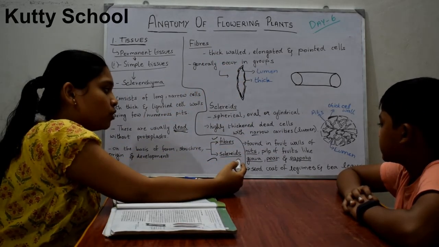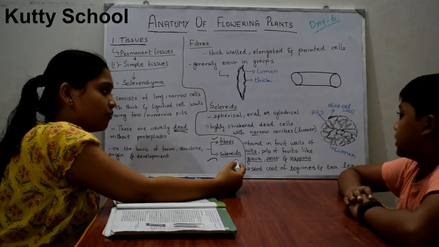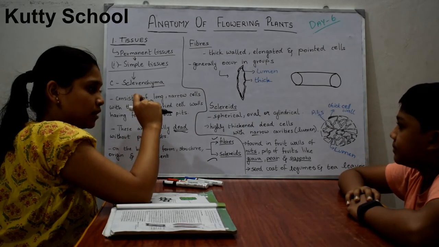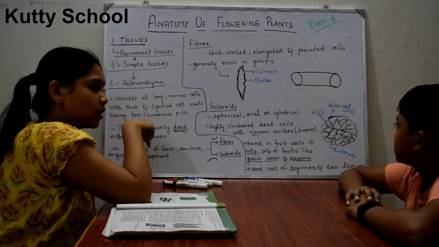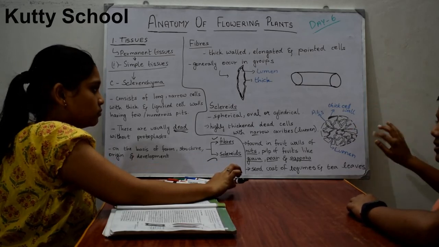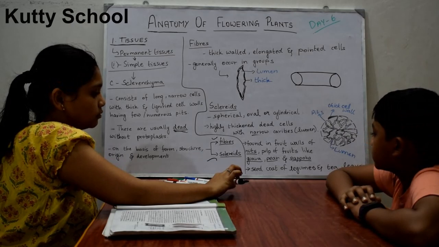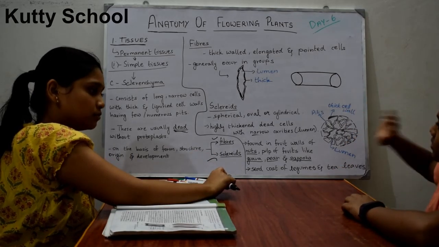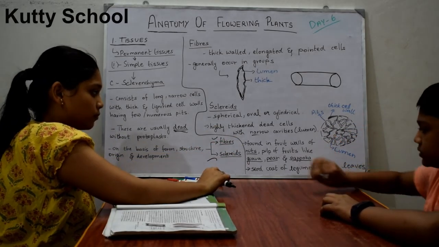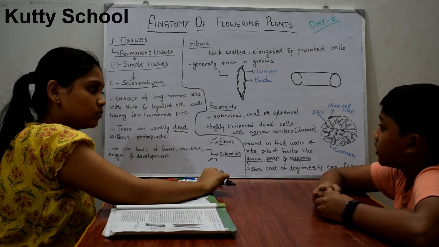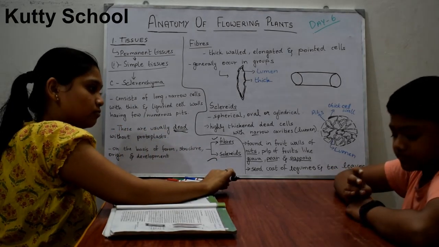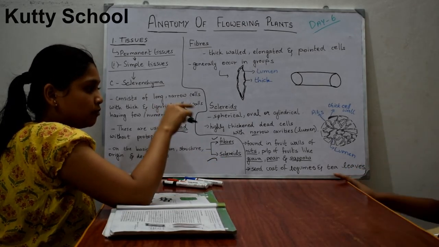These are generally found in fruit walls, like the fruit walls of nuts, and in the pulp of fruits like guava, the fleshy part, and also pear and sapota. Only in these fruits, not in all fruits. They are also found in the seed coat of legumes, such as peas, and in the leaves of tea.